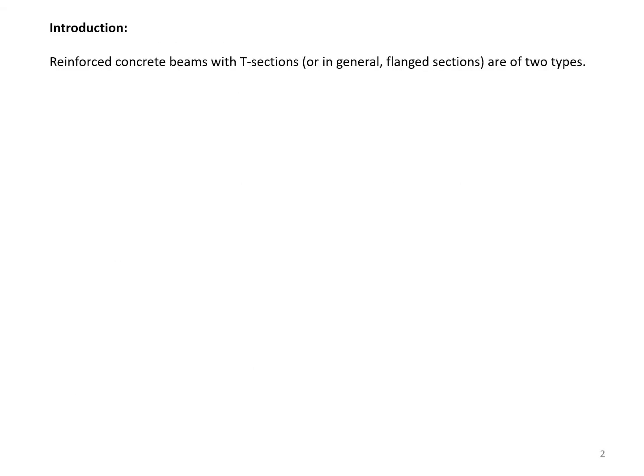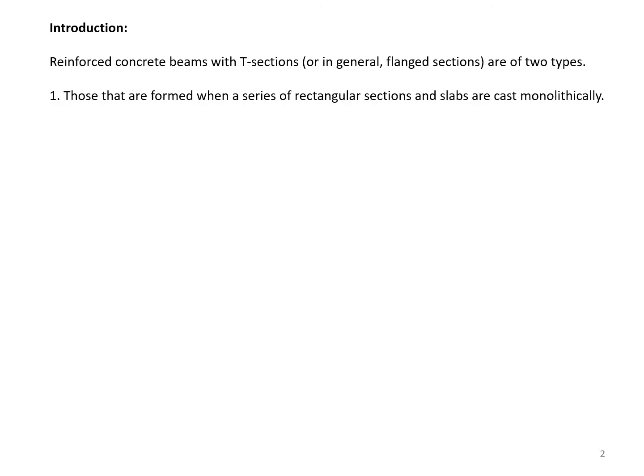Reinforced concrete beams with T-sections, or as sometimes we call them flanged sections, are of two types. Those that are formed when a series of rectangular sections and slabs are cast monolithically, and those that are built or precast as T-sections. We call these isolated T-sections.